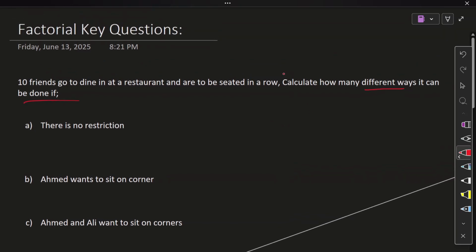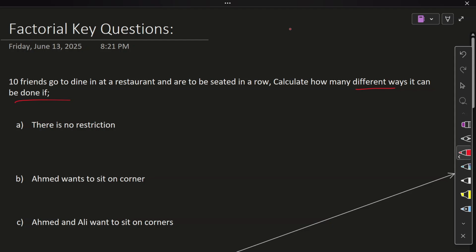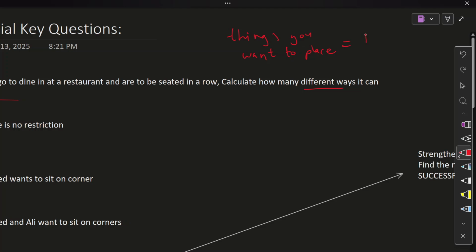So, just a small rule to keep in mind is when the things you need to place, the things you want to place, equals positions available, and that's just going to make sense in a bit.